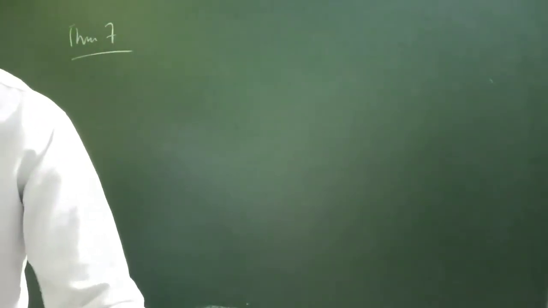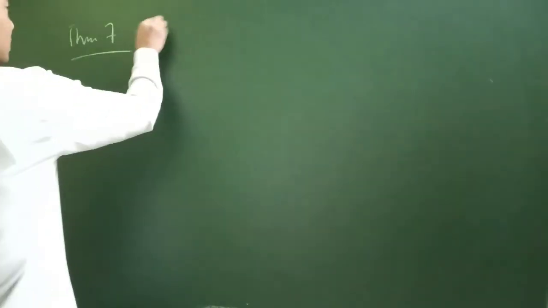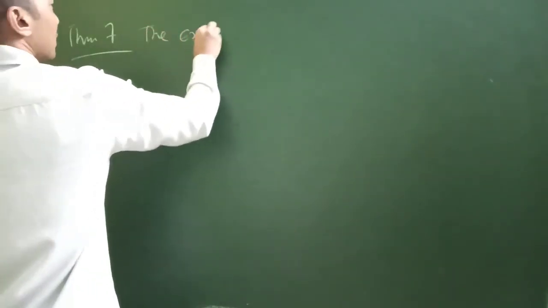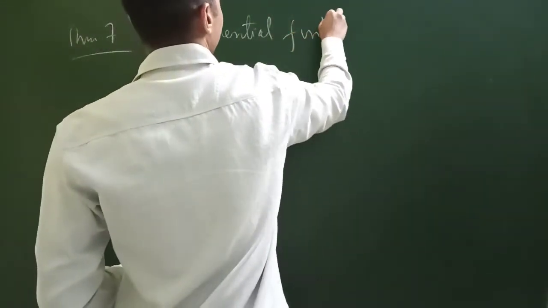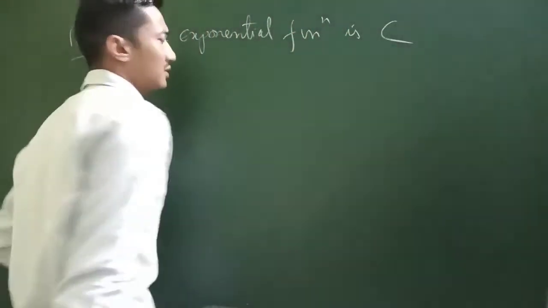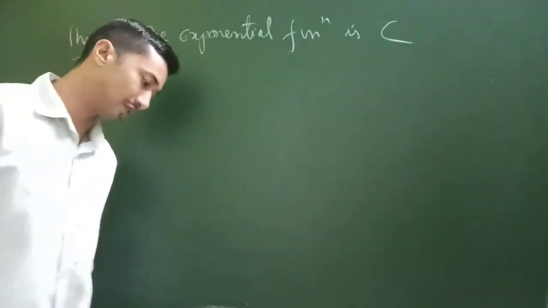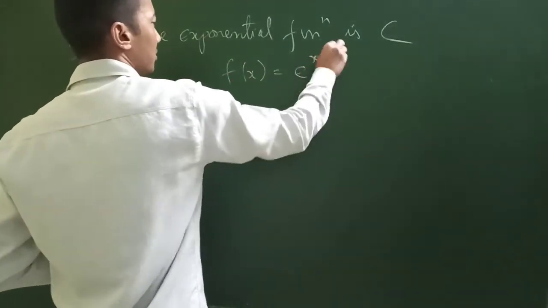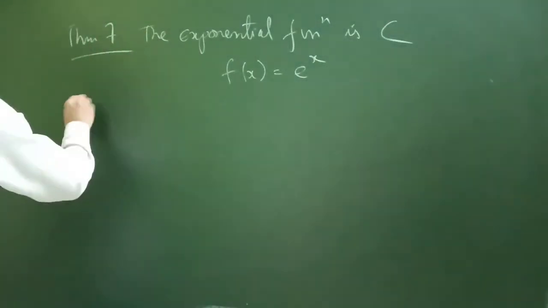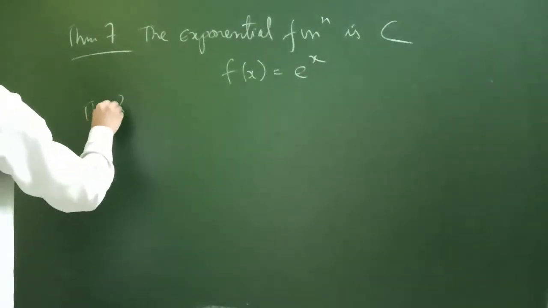The next theorem, theorem 7. So that will be the exponential function. The exponential function, I'm going to write it in short here, is also, C means I'm just writing it as continuous, okay? So the exponential function is also continuous. So functions of the form e power x.